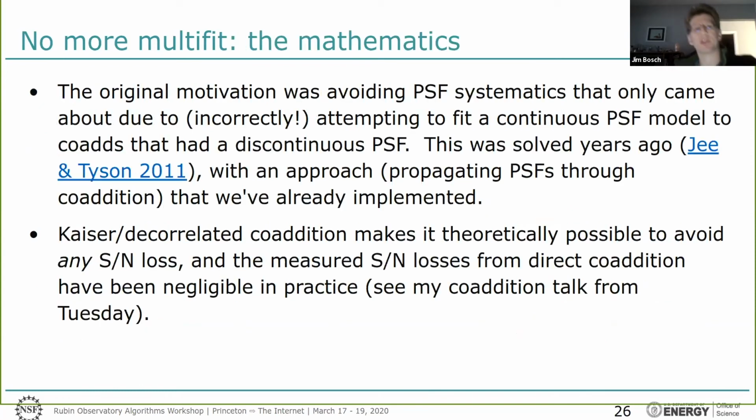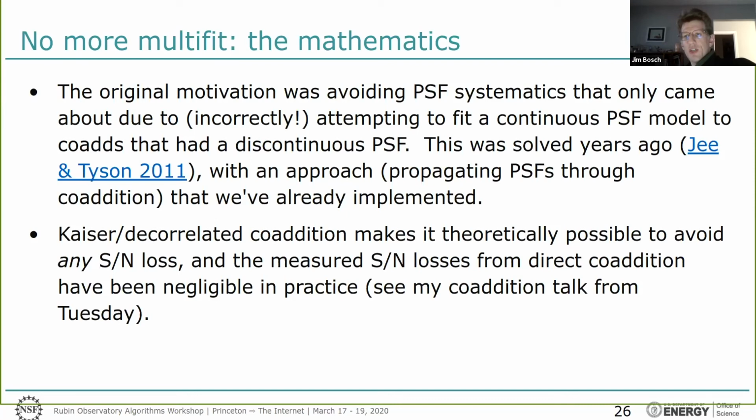So, the mathematics. First off, I'd like to remind everyone that the reason we all went towards multi-epoch fitting a number of years ago, at least as I understand it, was because people had seen real problematic PSF systematics because they were trying to fit a continuous PSF model to coadds that had been produced with a discontinuous PSF. So instead of propagating the PSF through like we are doing now, they were trying to fit a new PSF model using a continuous model to stars that did not represent a continuous PSF. That was solved years ago.